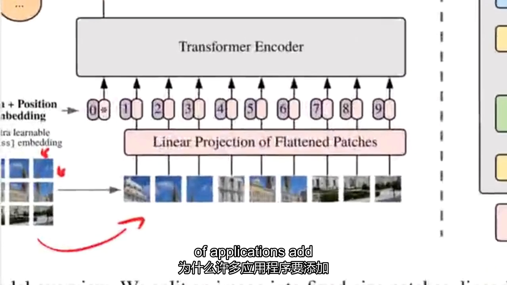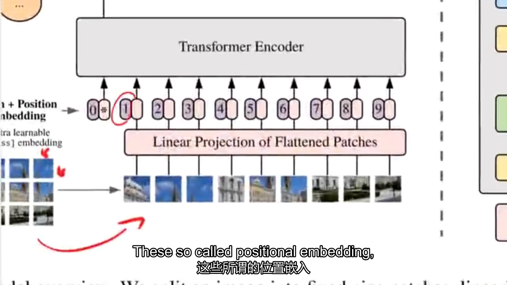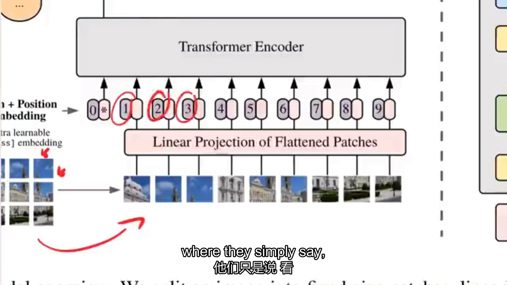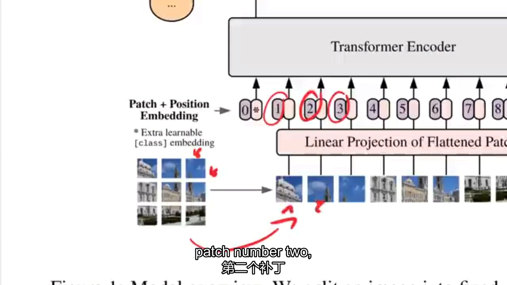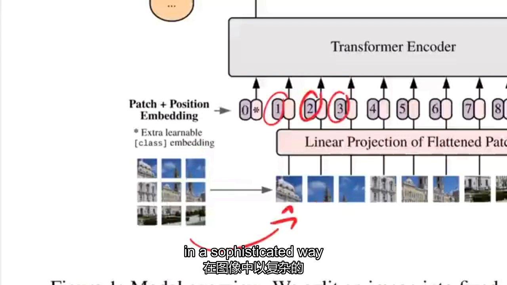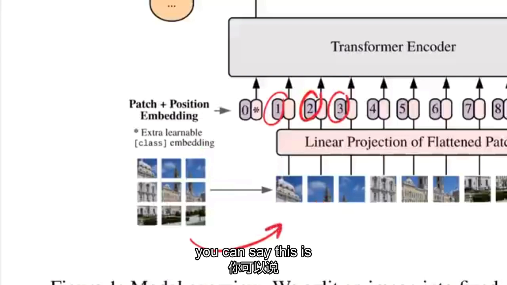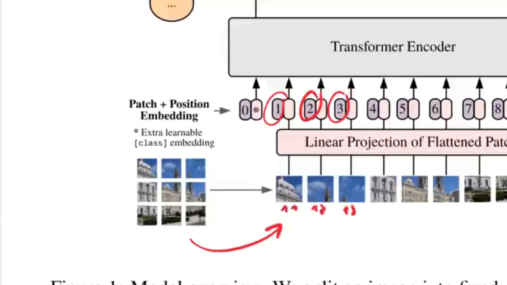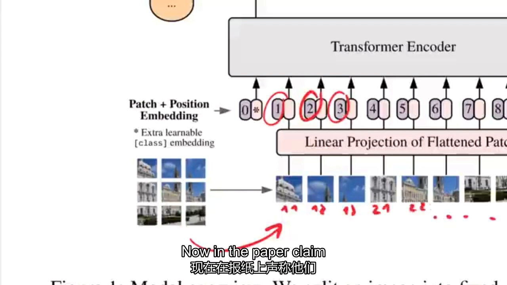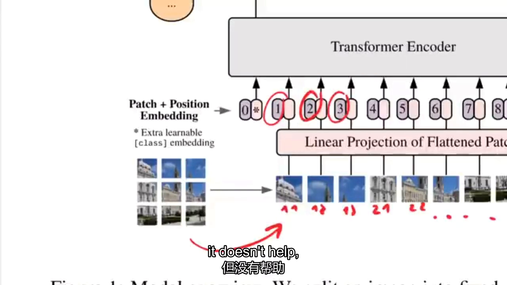And that's why a lot of applications add to the inputs these so-called positional embeddings, where they simply say, look, this here is patch number 1, this here is patch number 2, this here is patch number 3. And you can do this in a sophisticated way. In images specifically, you can say this is position 1,1, this is position 1,2, 1,3. Then you go on by saying this is 2,1, 2,2, and so on. Now, they in the paper claim that they've tried this and it doesn't help. It's much easier if they just say this is 1, 2, 3, 4, 5.